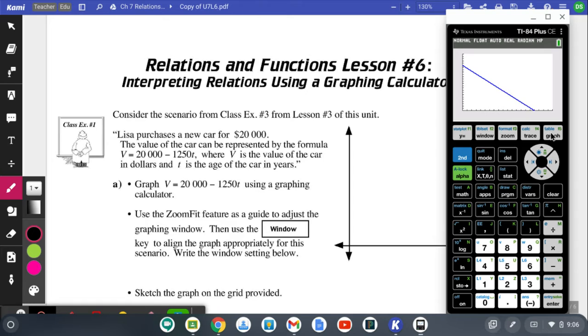Okay. So we've graphed it. So you're supposed to draw that on your page. So go ahead and draw it on your page. Something like this. Oh, I must be nervous. Okay.